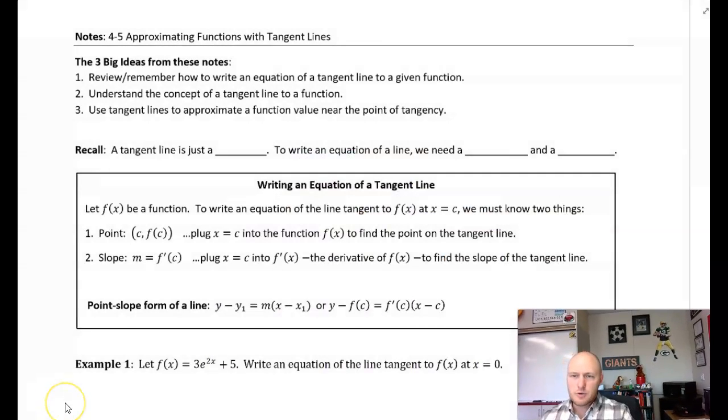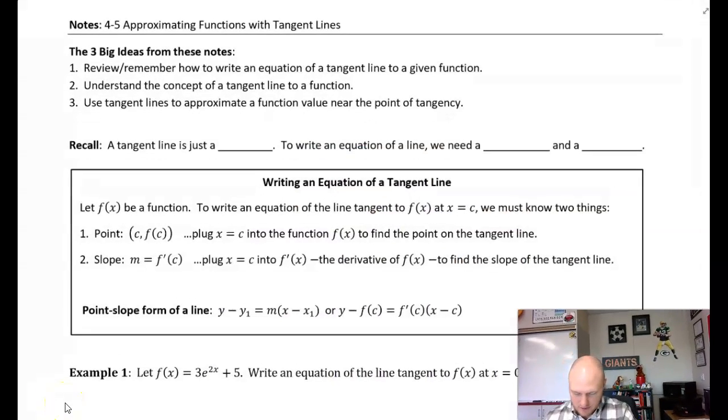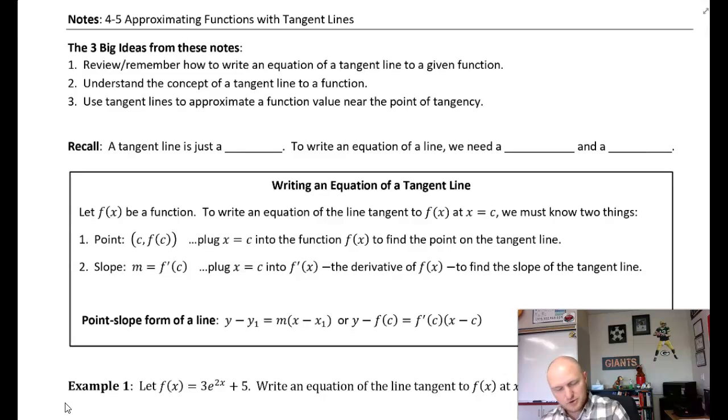Hello, welcome to this video 4-5, and we are going to approximate values of a function using a tangent line. We're going to cover three big ideas from these notes. We'll go ahead and review how to write the equation of a line. That's very important, and especially a tangent line. And then we'll understand the concept of a function, understand the concept of a tangent line to a function.